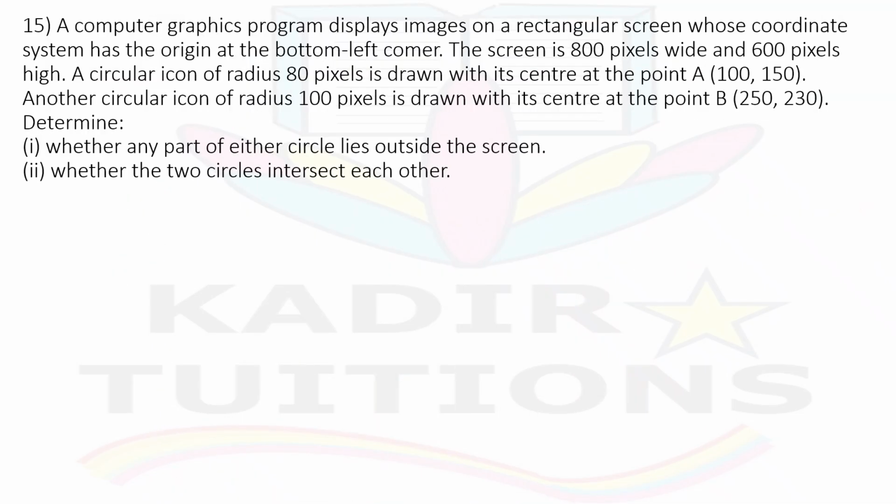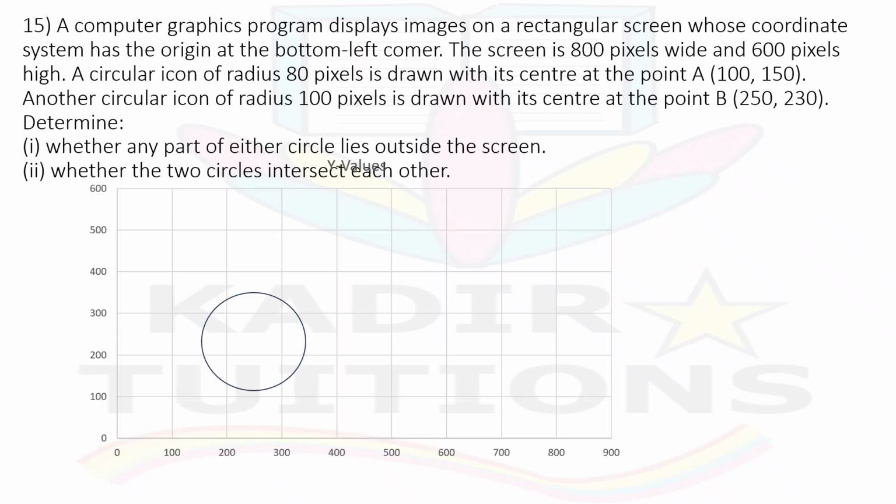The next question is, a computer graphic program displays images on a rectangular screen whose coordinate system has the origin at the bottom left corner. So there is one rectangular screen. Over here, we don't consider the circle as of now. So there is one rectangular screen whose coordinate system has the origin at the bottom left corner. So this is our bottom left corner, right? There is the origin 0, 0.